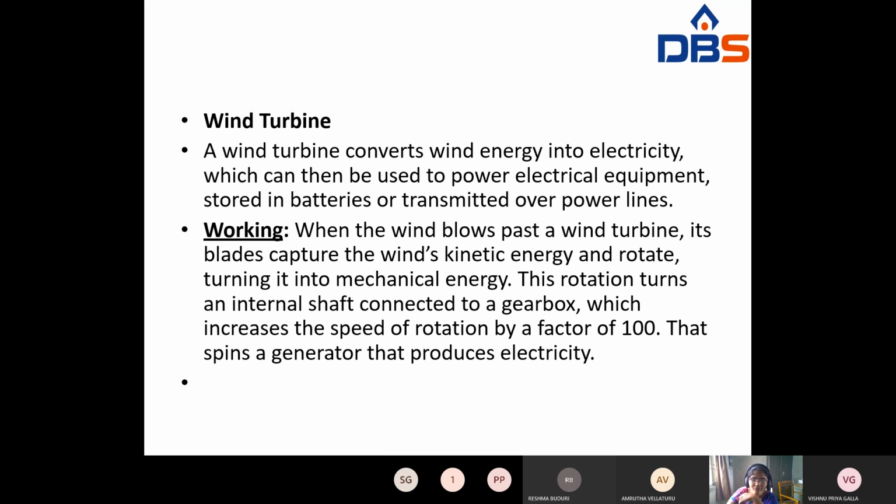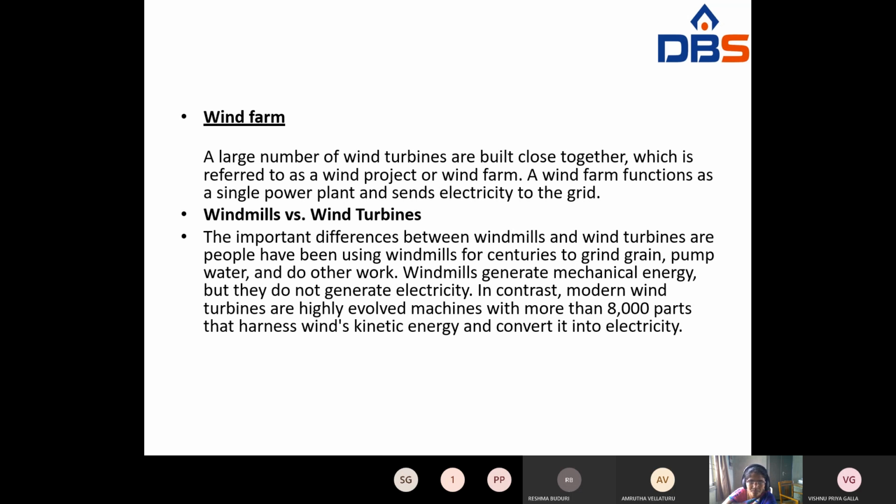This rotation in the internal shaft connects to a gearbox, which increases the speed by a factor of 100. That brings the generator to produce power through one shaft. Here you connect the generator, and that generator will produce the electrical energy.